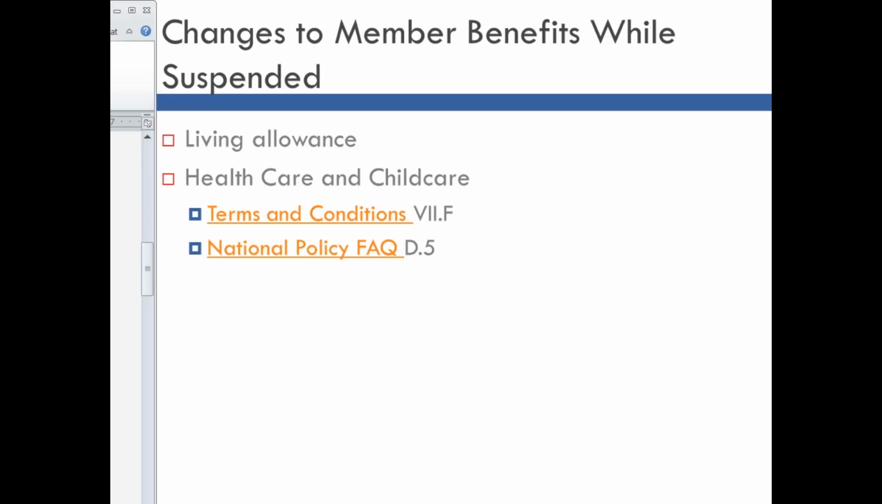So the two main things that you'll have to be looking out for changing benefits while a member is suspended are living allowance, health care, and child care. The FAQs state that for the living allowance, the national policy FAQs, members who are suspended for minor disciplinary reasons may not receive a living allowance for the suspended period. And that's for the entire period.